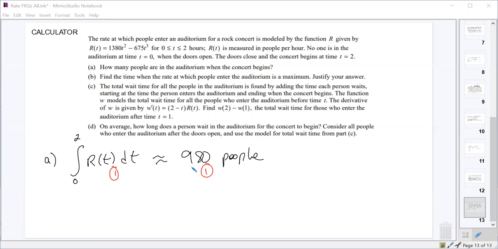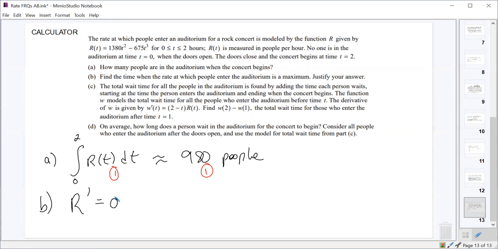Everybody good with part A? Straightforward enough. What about part B? We want to find the time when the rate at which the people enter is at a max. So how do we determine when the rate is at a max? When its derivative is equal to 0. Those are potential times at which the rate could be at a maximum, right?